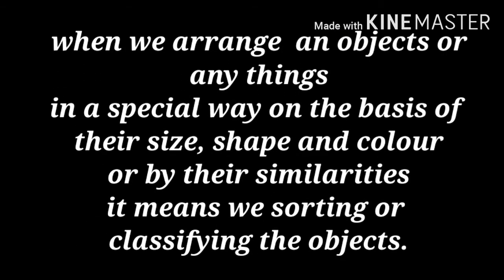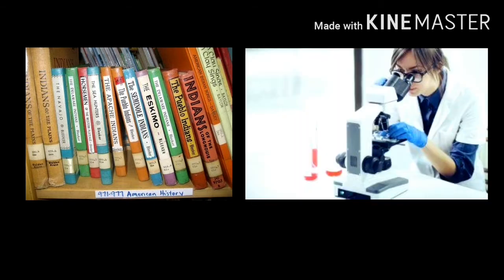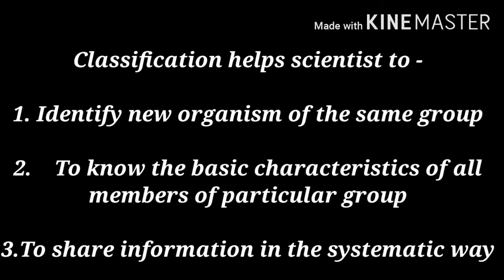So it is clear to everyone, when we arrange objects or things in a special way, such as by size, shape, color, or by their similarities, it means we are sorting or classifying these objects. As the arrangement of books on the shelf helps you to find the books, in a similar way, the classification of the living world helps the scientists to study living beings in an easy way. Classification helps the scientists in the following ways.